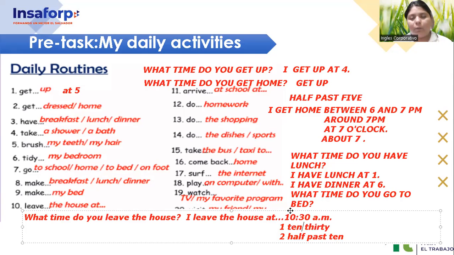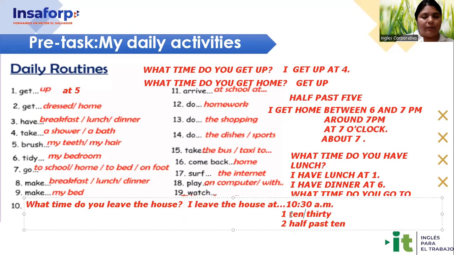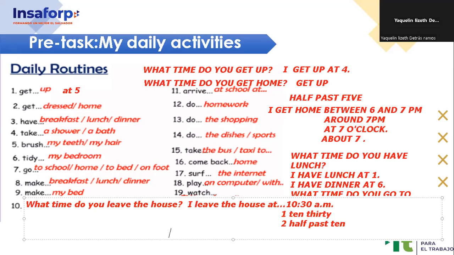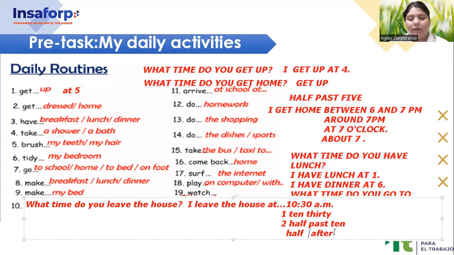Entonces, nada más recuerden, una, ustedes ubican primero hora y después minutos. En la otra opción ubican primero minutos y luego la palabra past o after, y luego sigue la hora que ha pasado. Entonces, quiere decir que aquí han pasado 30 minutos después de las 10. También podemos utilizar la palabra after y tienen el mismo significado. Entonces, una es pasadas y la otra es pasado. Y el otro es después. Entonces, aquí podría decir half after 10. Y significa lo mismo, media hora después de las 10.